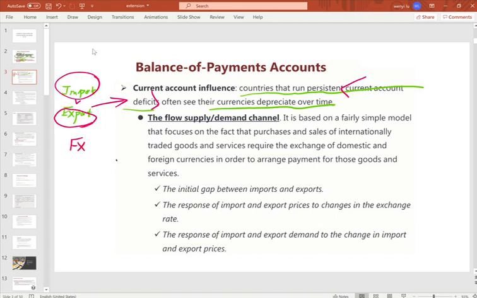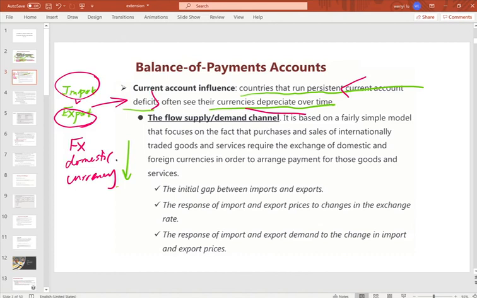FX means the foreign exchange. So if your domestic currency depreciates, then what happened to your trade deficit afterward?